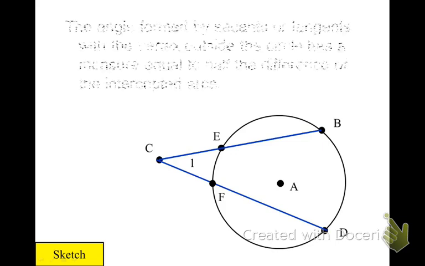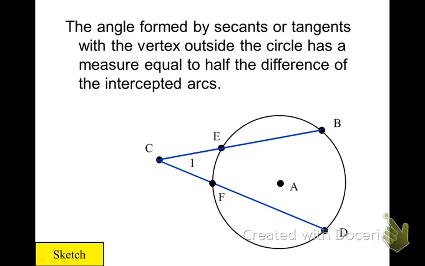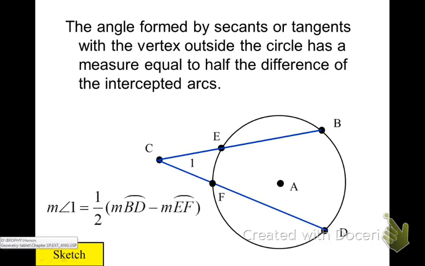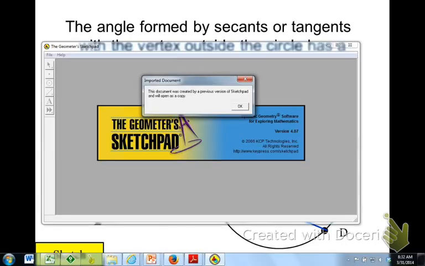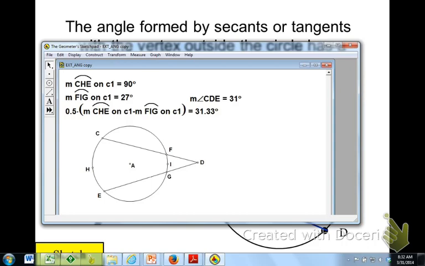Now here's the angle outside the circle. It's going to be equal to the big arc, BD, minus the little arc, EF, divided by 2. So again, we see the big arc is 90 here, the little arc is 27, and this angle is 31, because 90 minus 27 is about 62, and 62 divided by 2 is about 31.